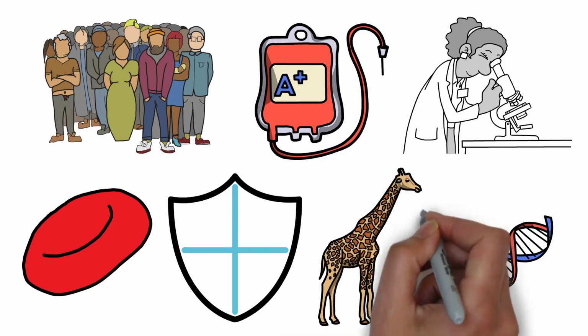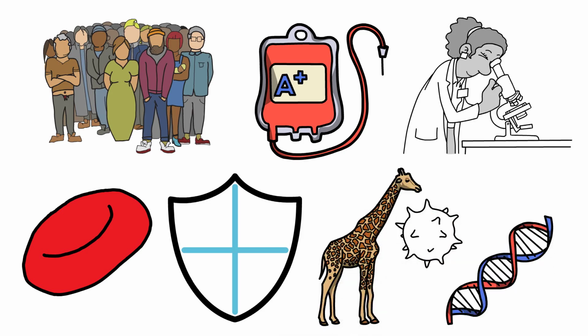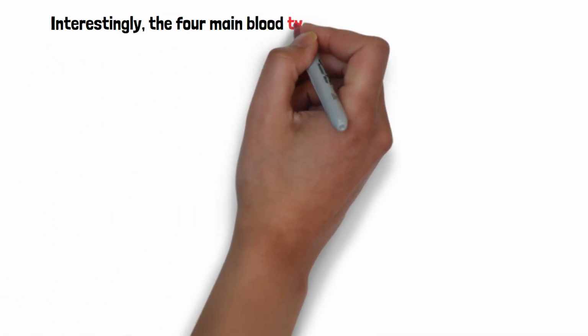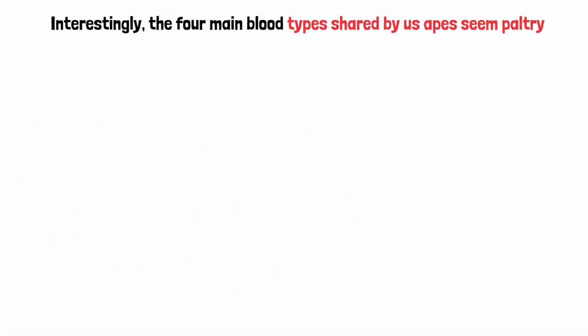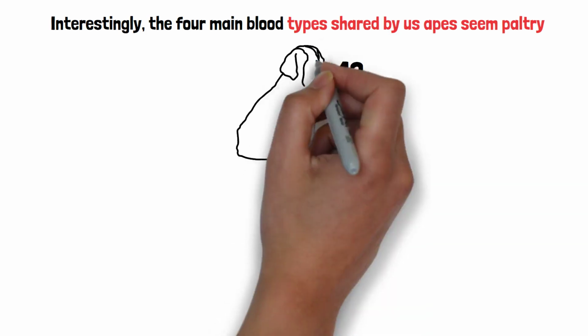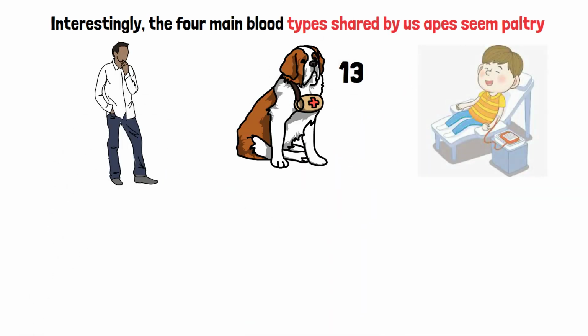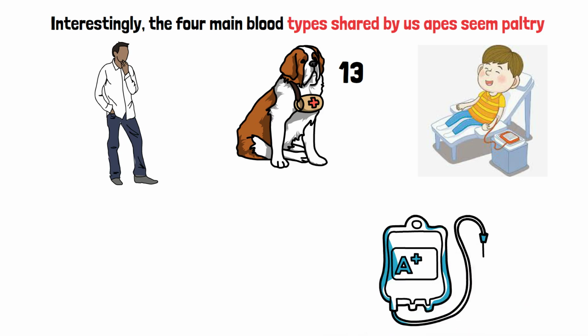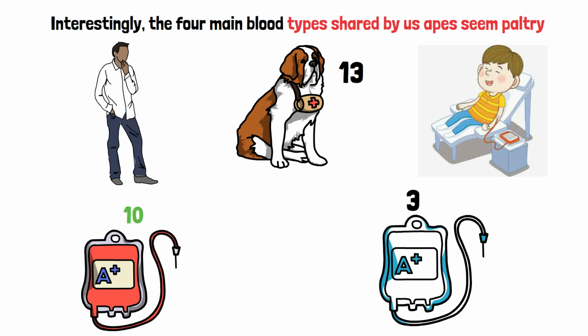Different species also have different sets of antigens. Interestingly, the four main blood types shared by us apes seem paltry compared to the 13 types found in dogs. Consider donating blood. 1 pint of donated blood can save up to 3 lives. The average adult has about 10 pints of blood in their body.